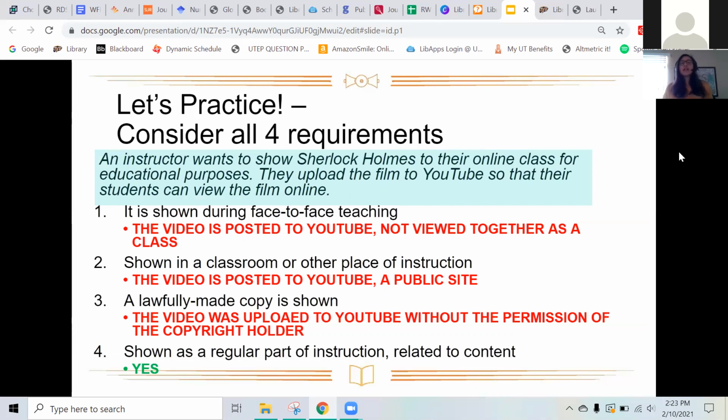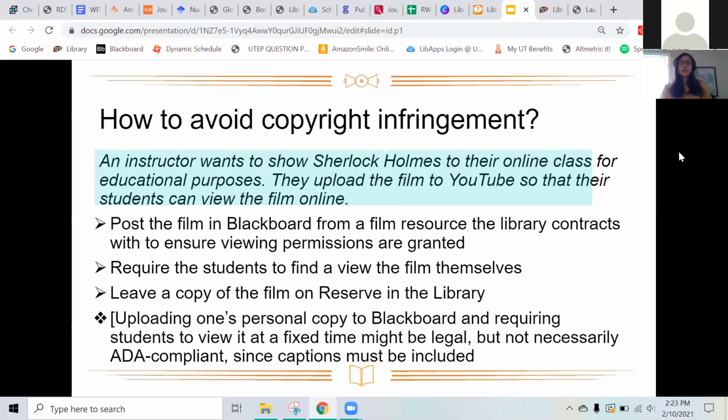And we've established that, yes, this is for instructional purposes. In the same way that fair use only counts if the four factors are met, all four requirements have to be met for this to adhere to copyright law and not be actually copyright infringement. So I talked a little bit about these, but there are some ways to avoid copyright infringement in this scenario.